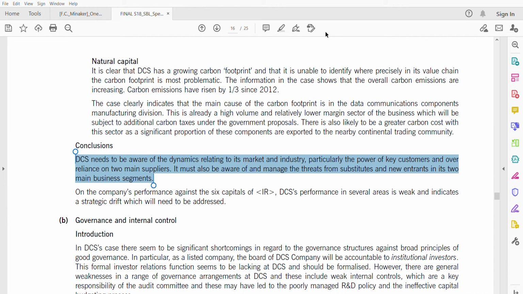Okay, so these are the areas where they need to be very aware. Not all, but some. The key areas. The key points you are going to write in the conclusion. What are they? The power of key customers. Why? Because customers have high bargaining power. Particularly the power of key customers, and over the reliance on the 2 main suppliers. They have been relying on the 2 main suppliers. They need to be aware of this. It must also be aware of and manage the threat from substitutes, right?